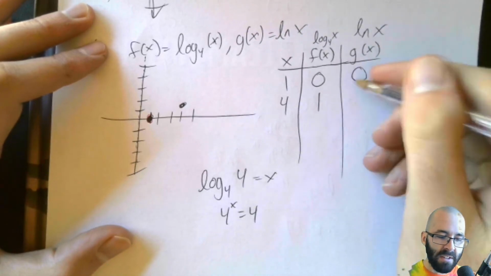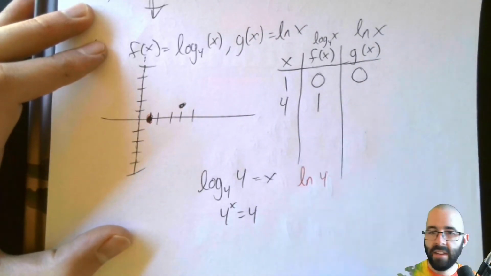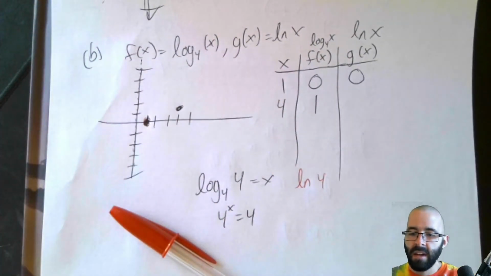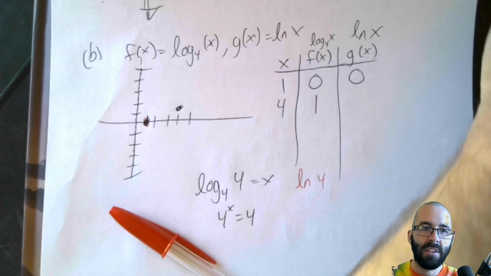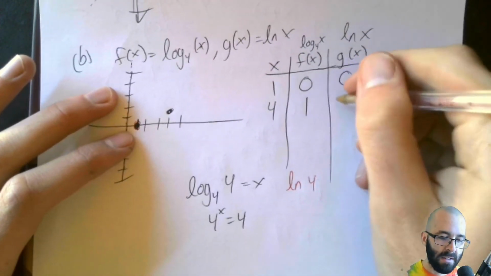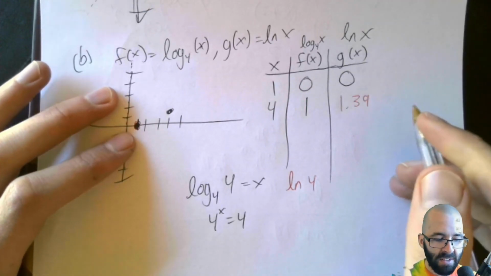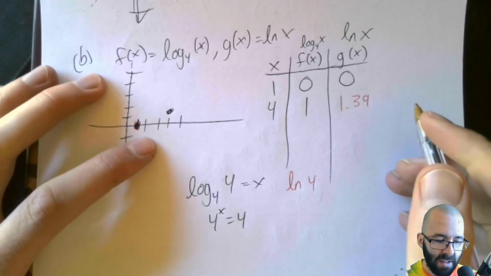And then we also need to know what is the natural log of 4. We'll have to type that into the calculator. Just use your calculator to find the natural log of 4. And it's about 1.39. Usually I like 4 decimals, but for graphing, really 1 decimal would be enough.